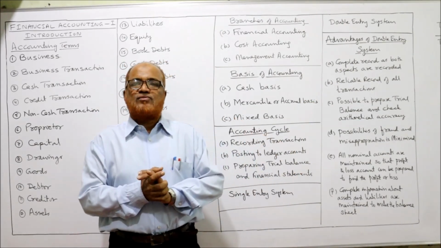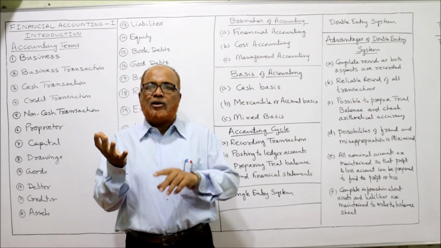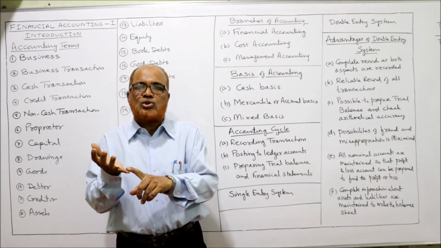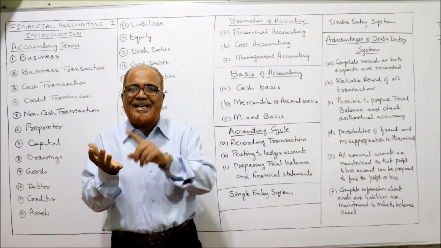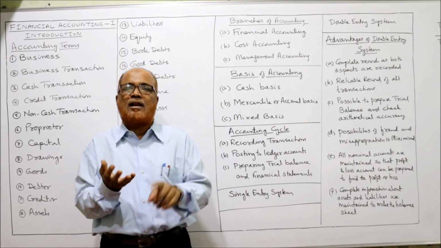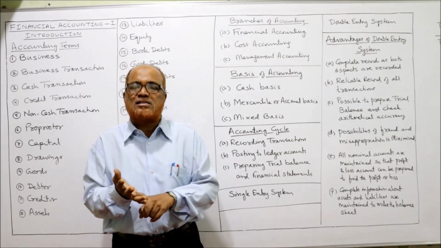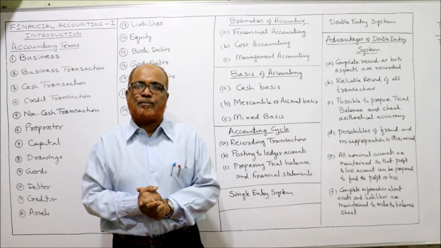So this is the end of this video. In this video, I have explained the accounting terms which are used, branches of accounting, basis of accounting, accounting cycle, single entry and double entry system, and advantages of double entry system.